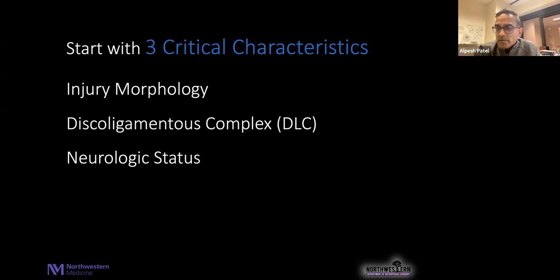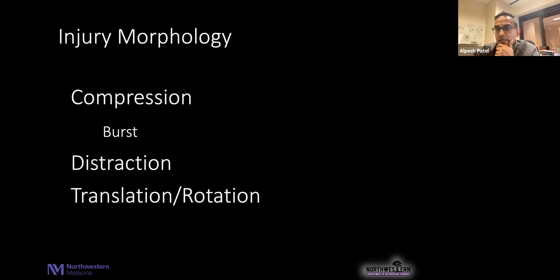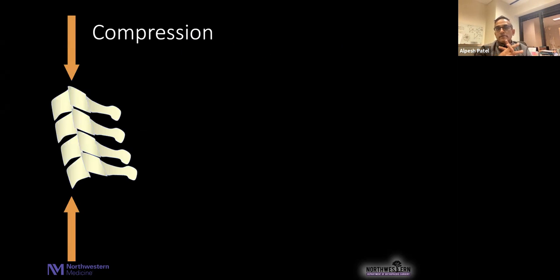Not just what our management is going to be, but how rapidly do we need to enact that strategy. So we talk about injury morphology. There's compression, distraction, translation, rotation. Those are the three morphologic patterns.